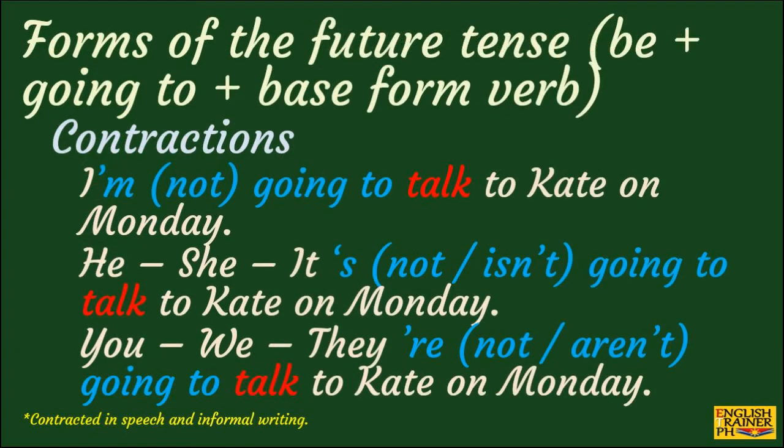For the contractions of be going to, we're going to contract the pronoun and then the form of be. So I can say I'm going to talk, she's going to talk, we're going to talk. Or for the negative, I can say I'm not going to talk, she's not or she isn't going to talk, or we're not or we aren't going to talk to Kate on Monday.